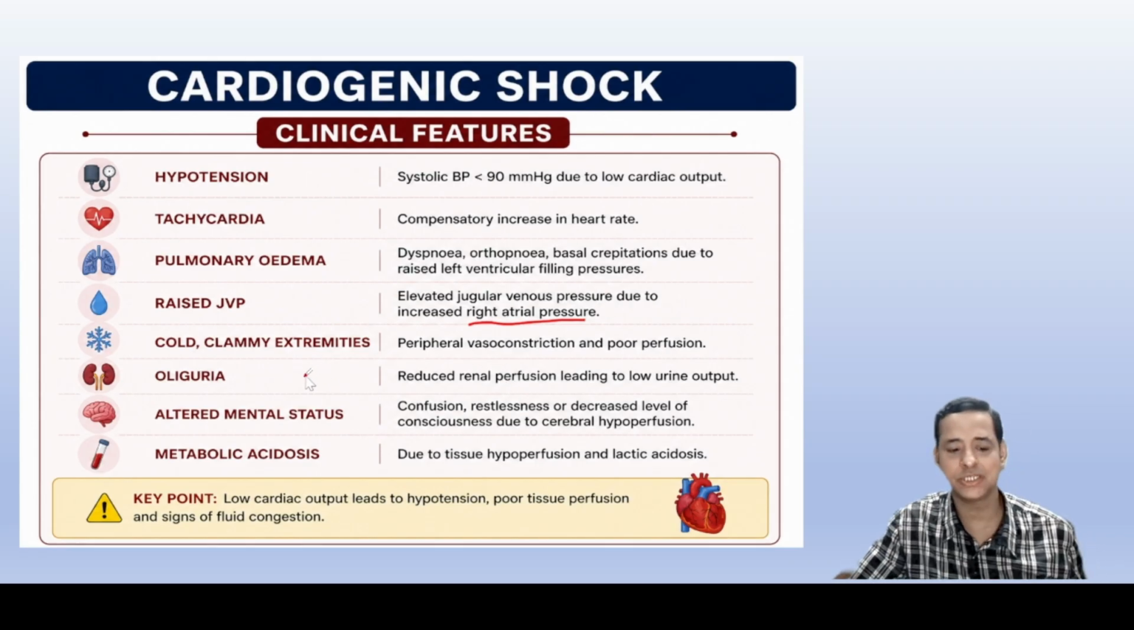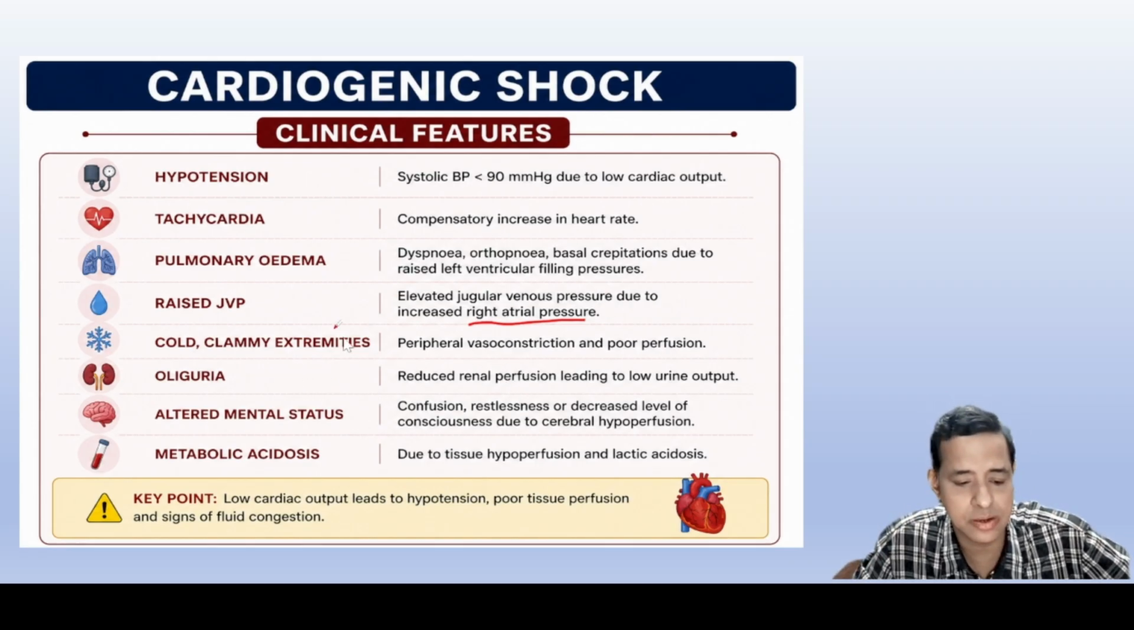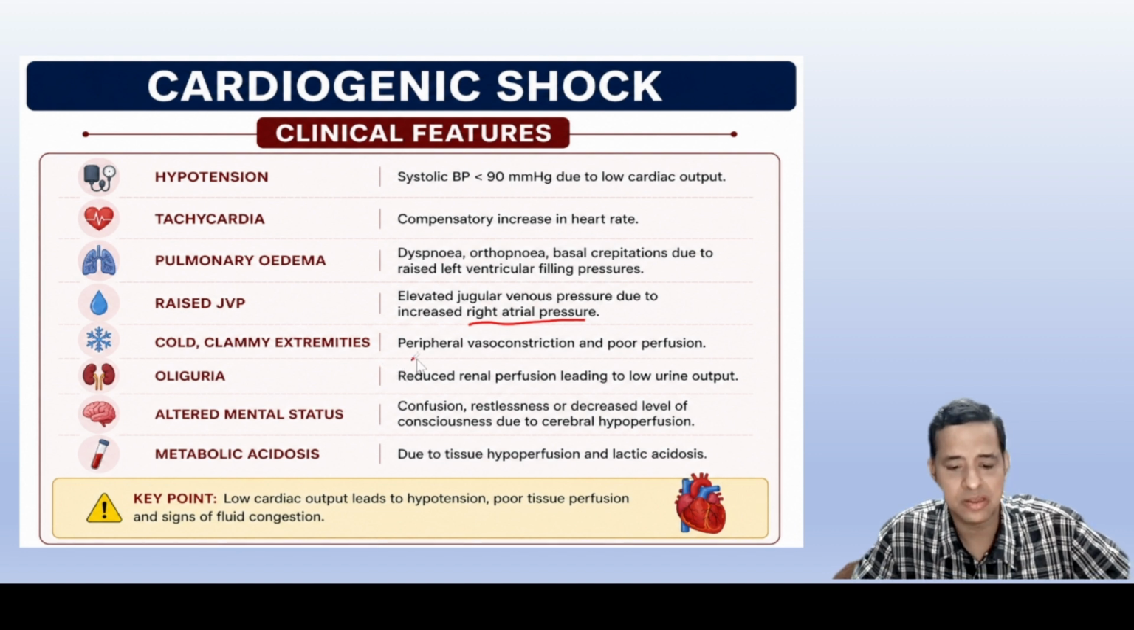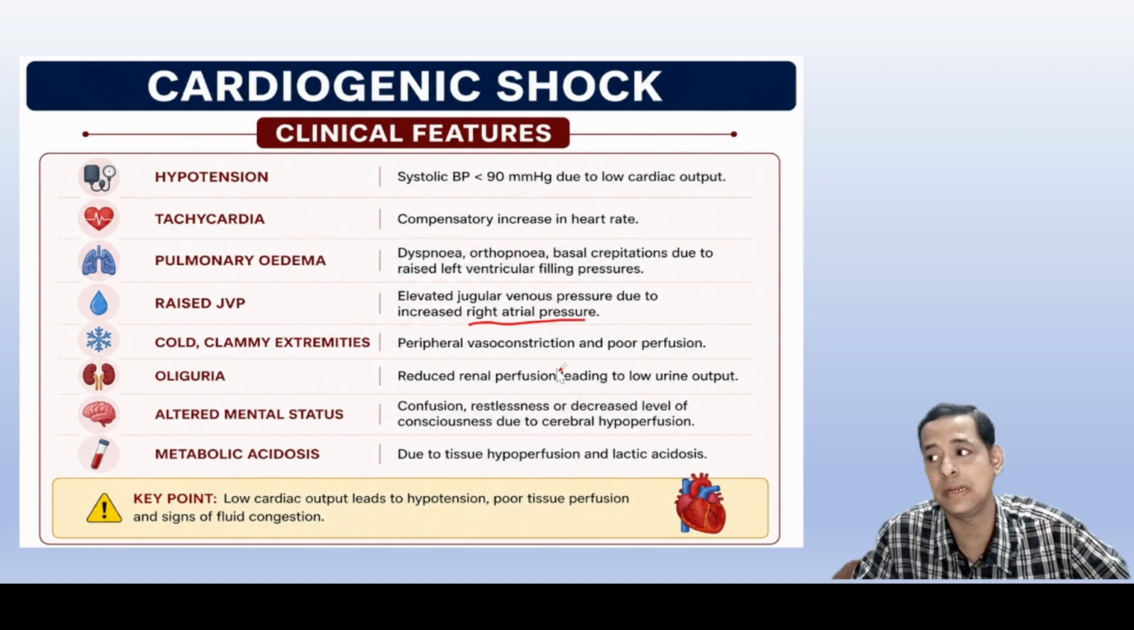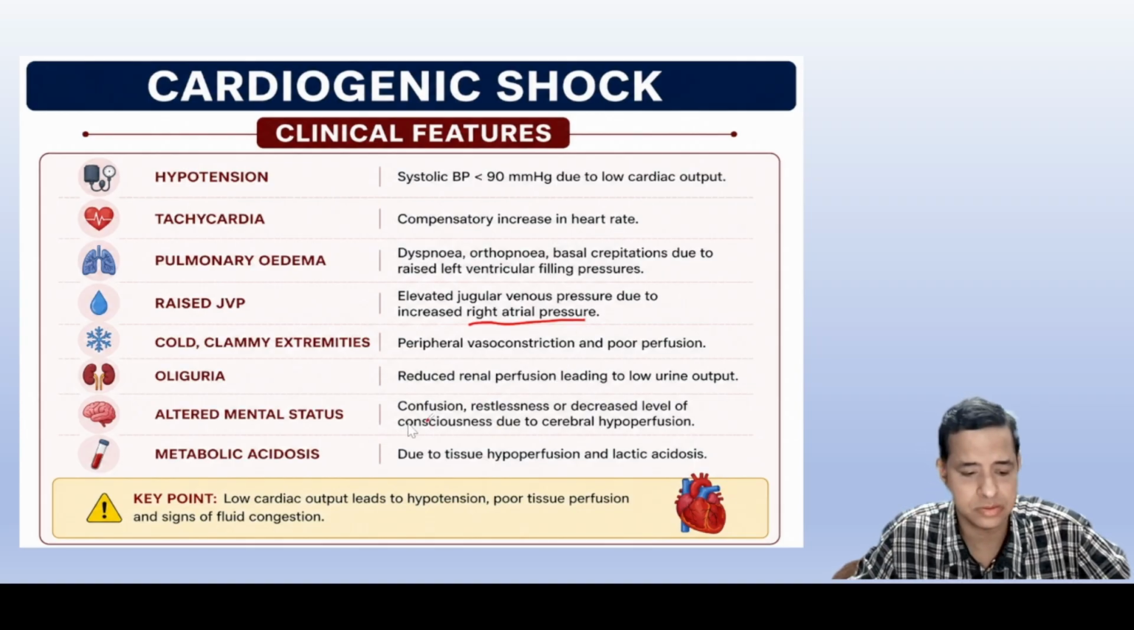The patient usually presents with cold, clammy extremities, due to peripheral vasoconstriction or poor perfusion. This may also be due to other reasons. For instance, in a scenario with axillary artery blockage, and there are also similarities with DVT, cold and clammy extremities can be seen in both of them.